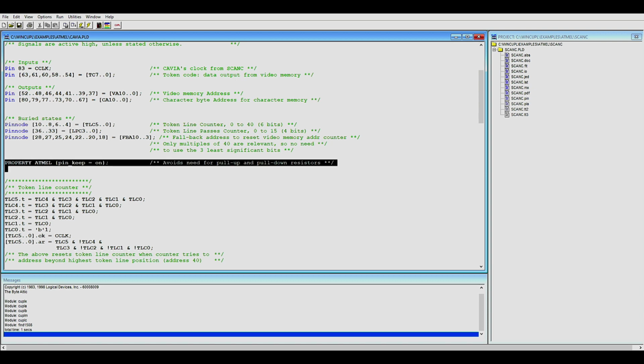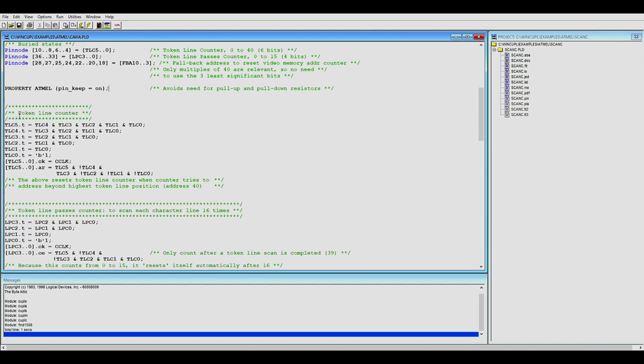Again, a little directive here to the chip to use its own internal pull-up and pull-down resistors, so I don't have to add anything outside. And here begins the logic. So the first is a token counter, a token line counter. So we need to know where we are in the line. Are we at address 0 or at the 39th or the 40th character of that line?